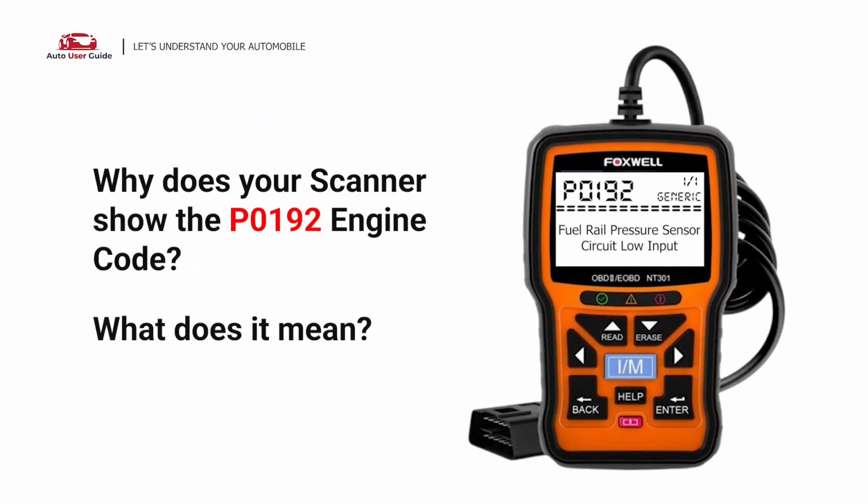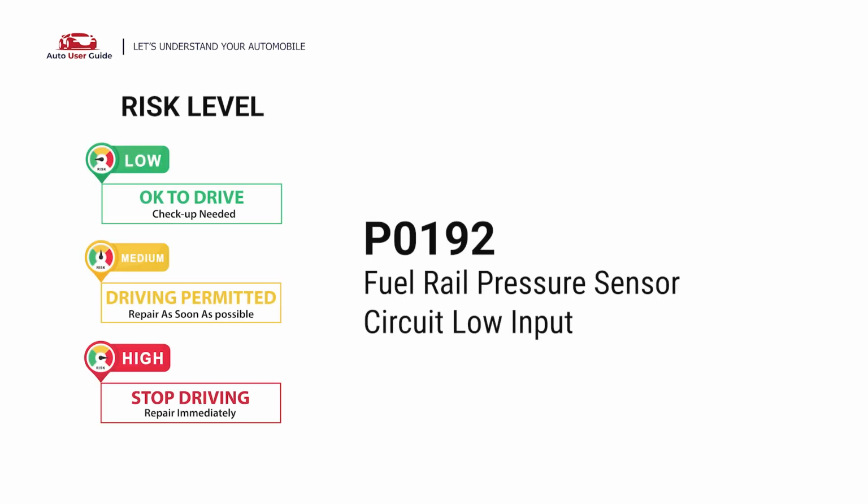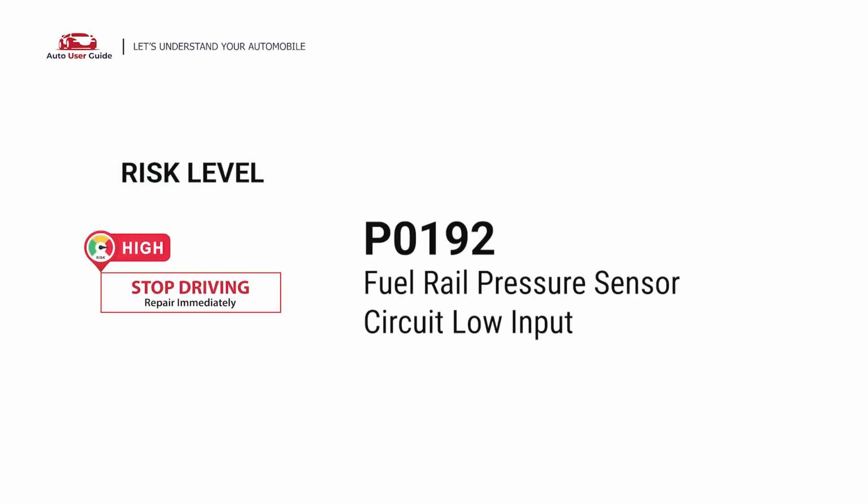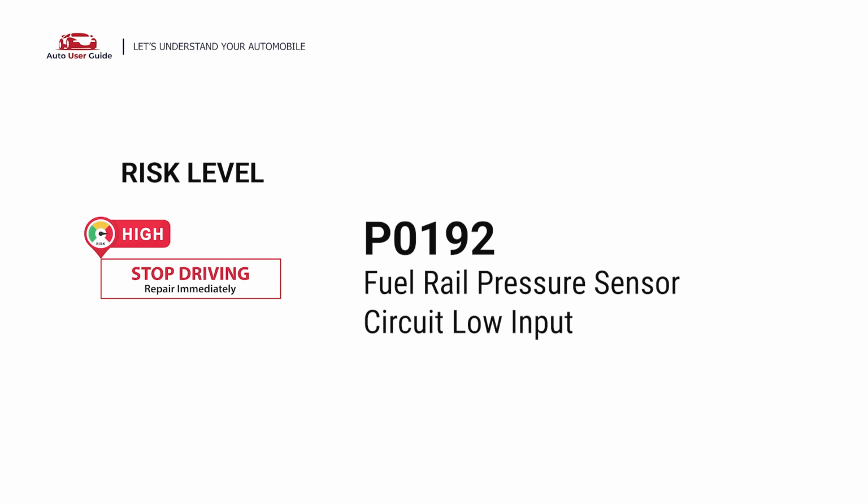Why does your scanner show the P0192 engine code? What does it mean? P0192 is a diagnostic trouble code for fuel rail pressure sensor circuit low input.